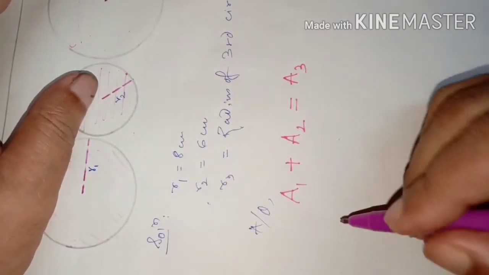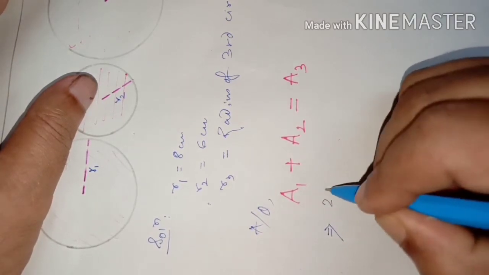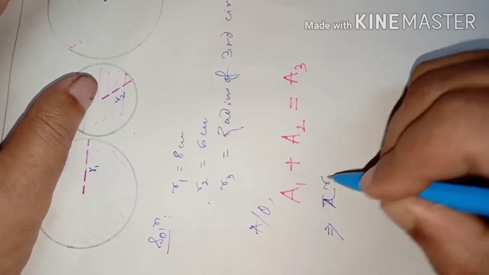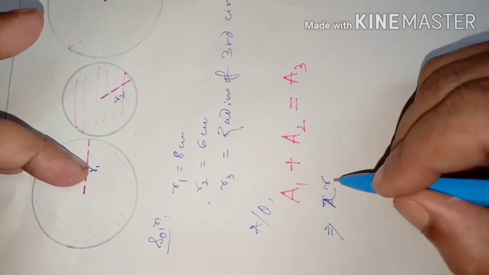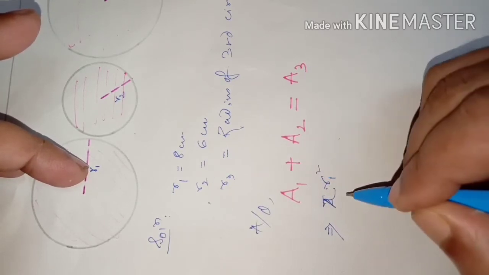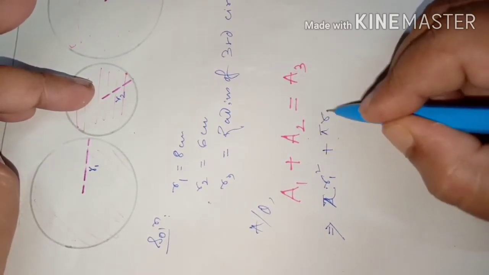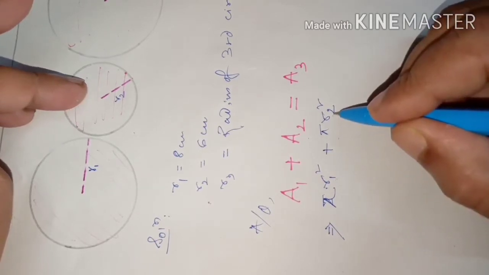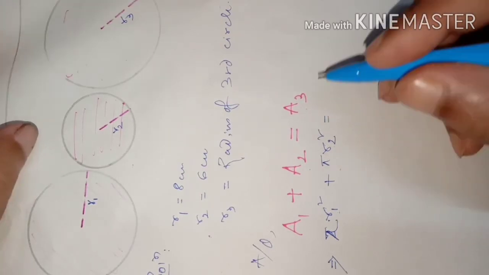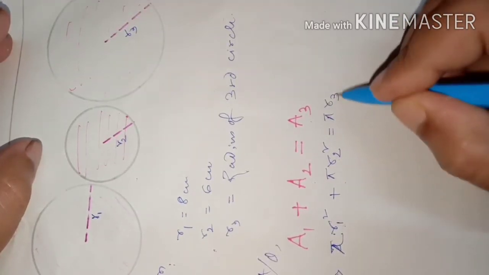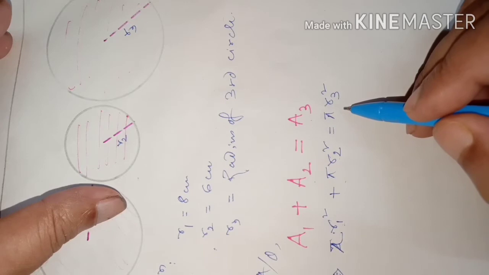Now let us put the area formula here. The area of a circle is given by the formula pi r square. For the area of the first circle A1, the radius is R1, so we write pi R1 square, plus the area of the second circle, pi R2 square. These R1, R2 are not values, they are subscripts. Then equal to the area of the third circle, pi R3 square.